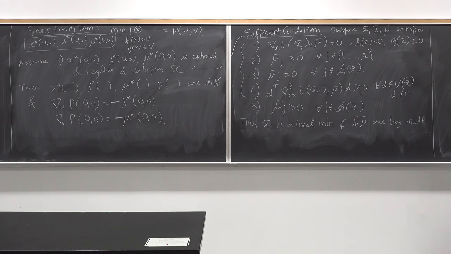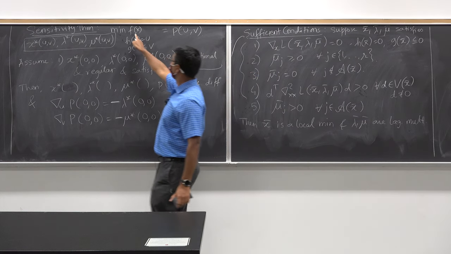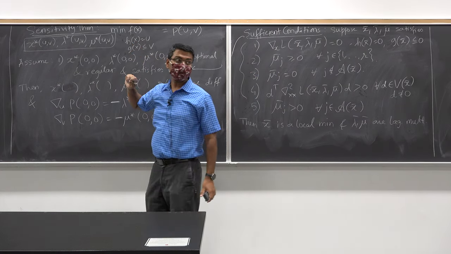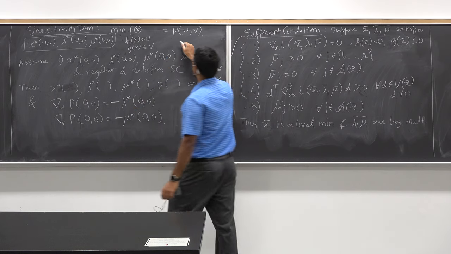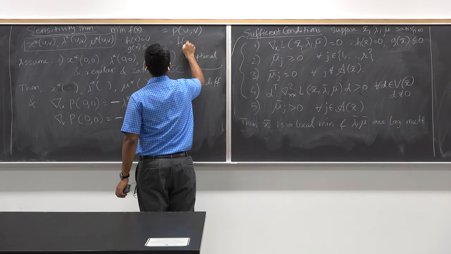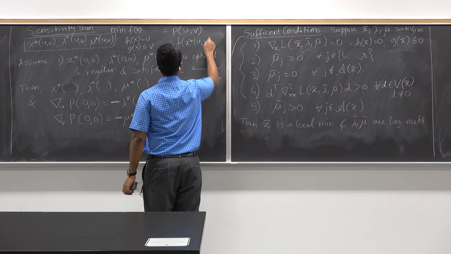What is this capital P? This P is the optimal value of this constrained optimization problem. So P is equal to f of x star of u comma v.